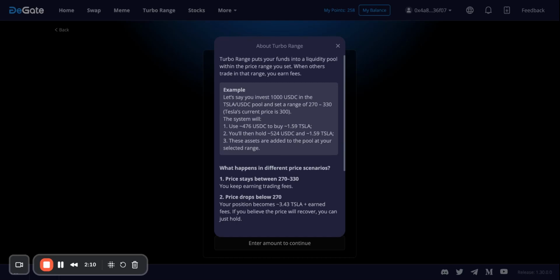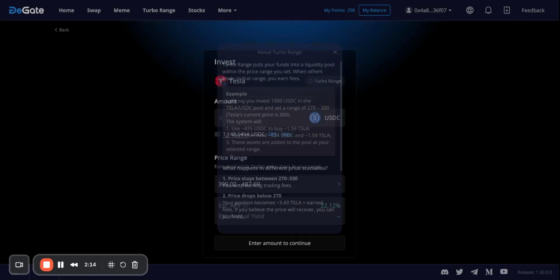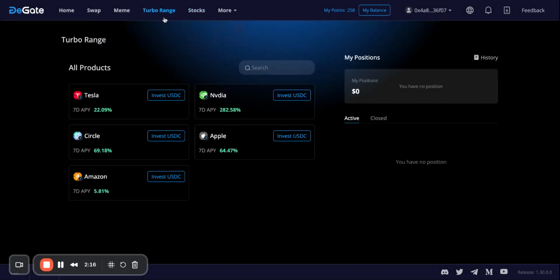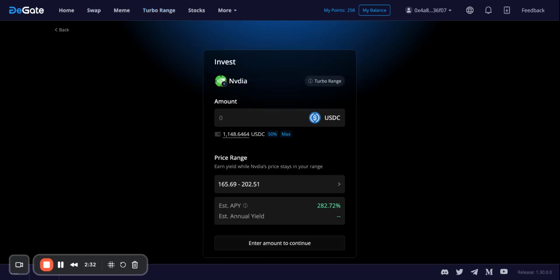Let's try to set a turbo range. Okay, I'm going to try to invest. I like the look of Nvidia. Nvidia is looking good at the moment. Over here we have a good yield. So I'm going to try to invest USDC into Nvidia and see.